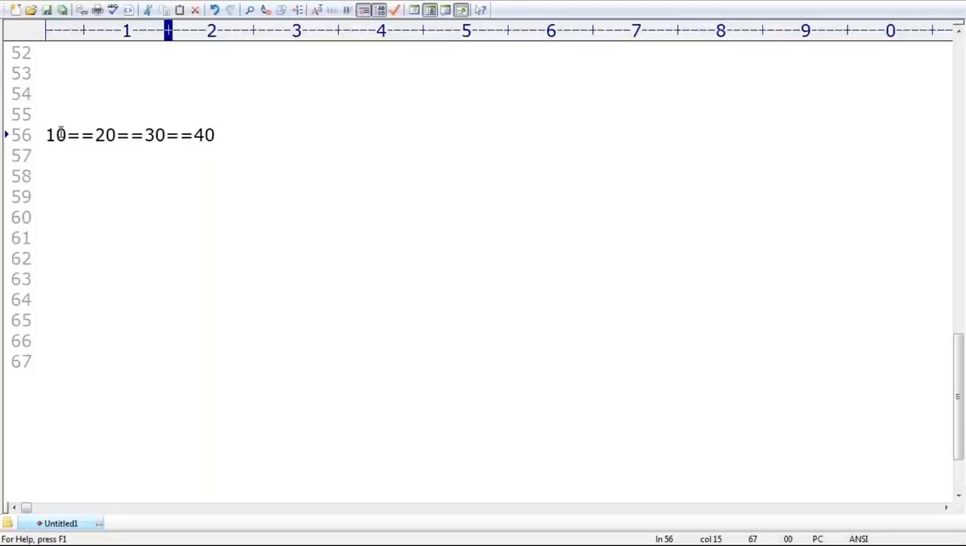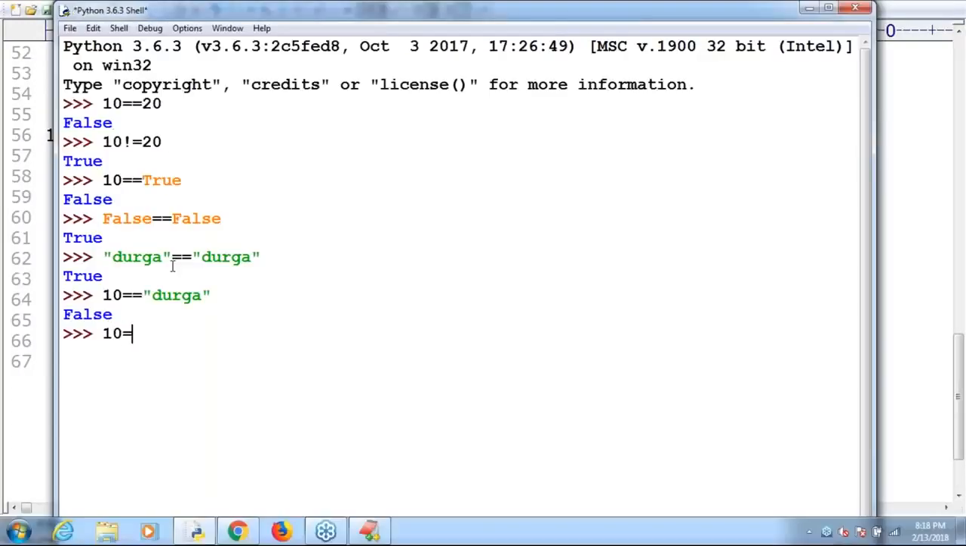Now, if you observe 10 double equal to 20 double equal to 30 double equal to 40 double equal to 50, what is the answer we are going to get? False, because all are false only. That's why the answer by default is false.